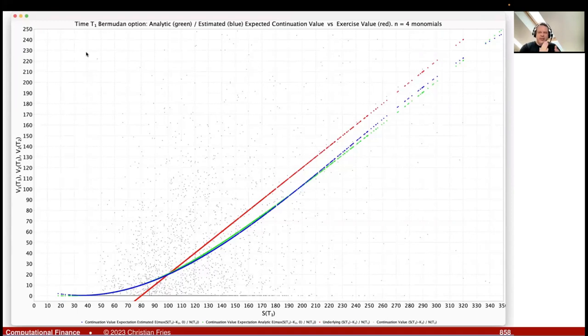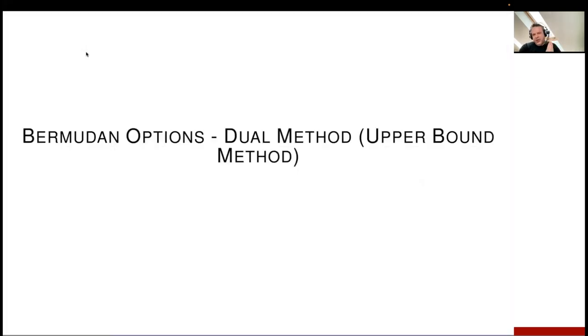So you see, choosing the right basis functions may also be an art, and you have to check your results a little bit. That was it for today. And we will do the dual method, the upper bound method, in the next session. Thank you.